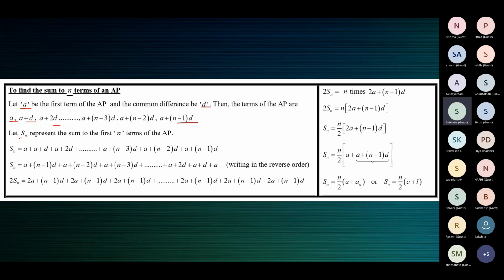Let Sn represent the sum to the first n terms of the AP. Then what do we understand by Sn? It is the first term A, plus the second term A plus D, plus the third term A plus 2D, and so on till the nth term A plus (n minus 1) into D.